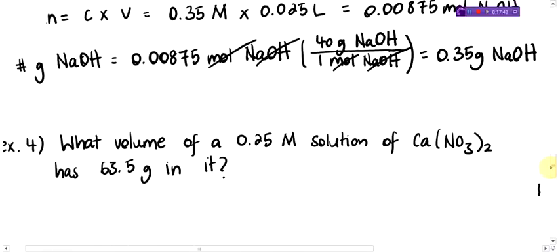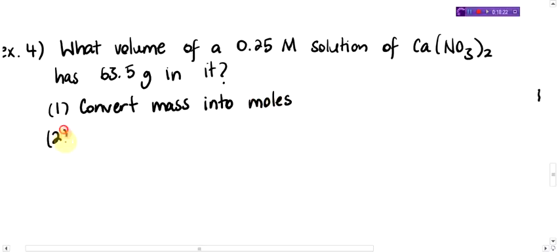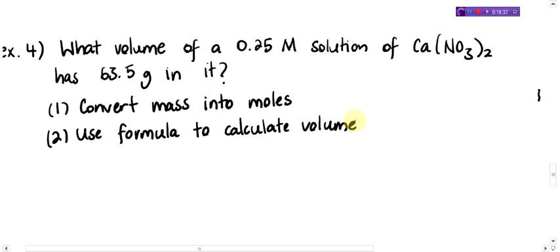Last example we're going to do is what volume of a 0.25 molar solution of calcium nitrate has 63.5 grams in it. So again, in this question, we have our concentration and we have our mass. So we're going to have to do two steps here again. We're going to have to convert the mass into moles, and then we'll use the formula to calculate the volume. So you can see a lot of these questions have two steps to them.